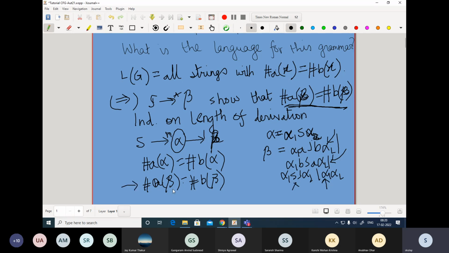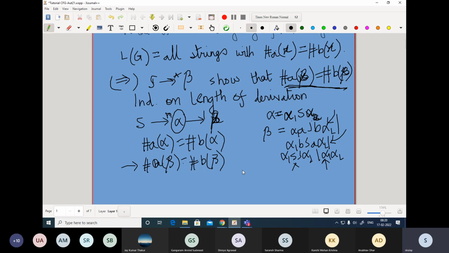Therefore, this condition holds, and therefore we have been able to show that any sentential form that is derived from S has a number of A's equal to the number of B's. So in particular, any sentence will also have the number of A's equal to the number of B's.